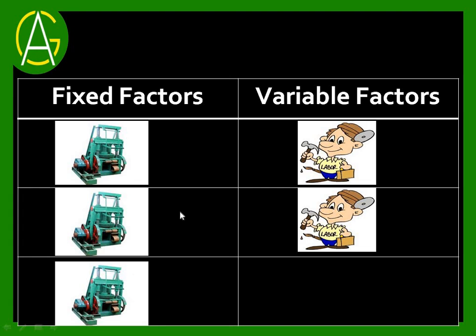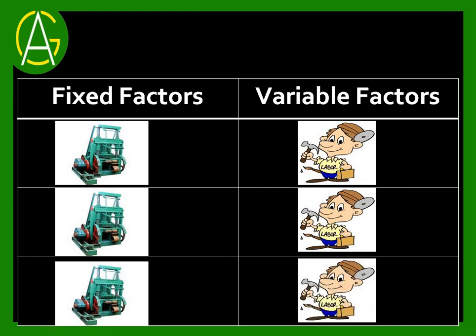We want to increase the production. Again we bring a new machine and a new laborer. So we are changing both the factors of production, that is fixed factor as well as variable factor. The time period in which we can change fixed as well as variable factors both is known as the long run time period.